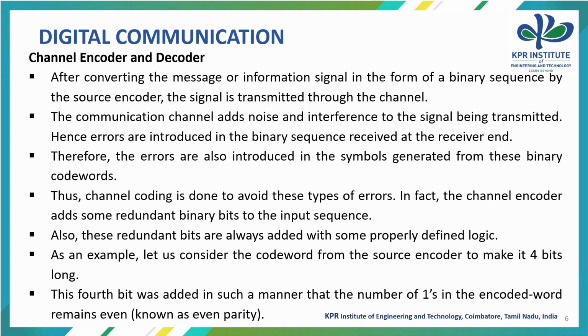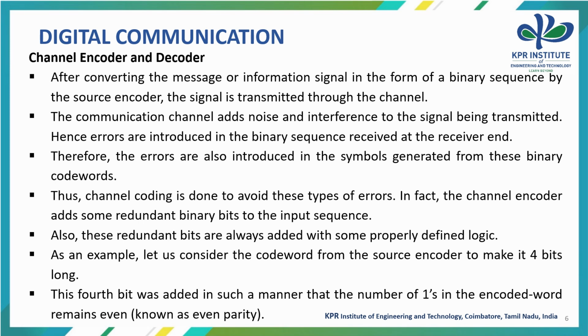Let's move to the channel block. The message or information signal, after being converted into a binary sequence by the source encoder, is transmitted through the channel. The communication channel will add noise as well as interference to the transmitted signal. Hence, errors are introduced in the binary sequence received at the receiver. Therefore, errors are introduced in the symbols generated from these binary code words. So, channel coding is done to avoid these types of errors.